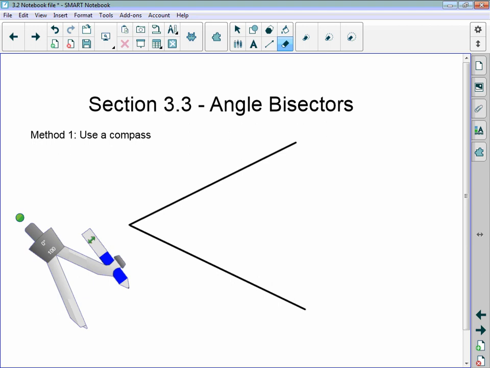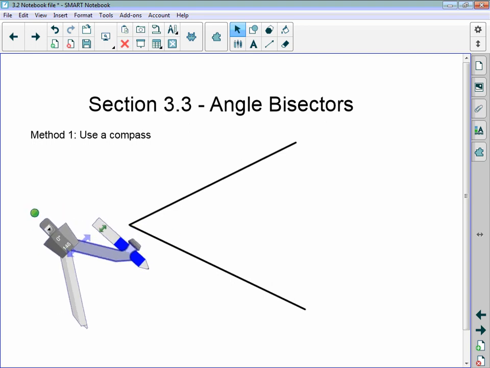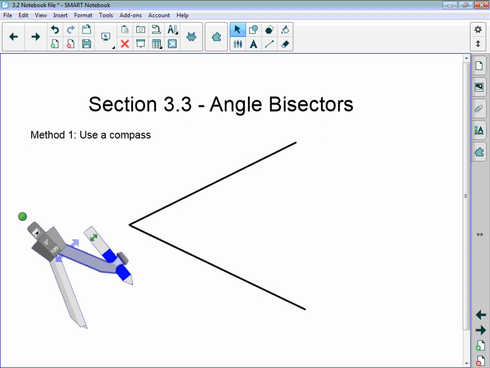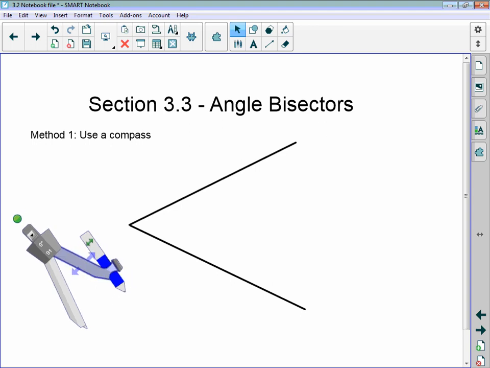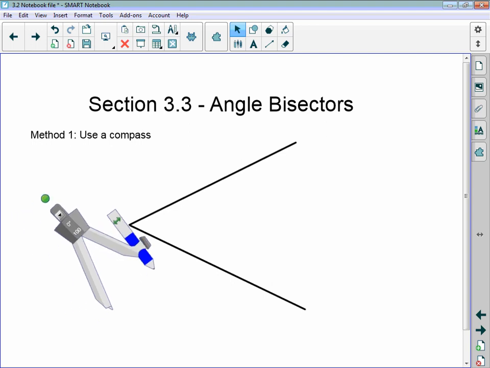Right now, we're going to talk about angle bisectors, and it's very similar, but instead of cutting a straight line in half, we're going to take an angle, and we are going to cut it in half. So this, again, will be fairly quick. I'm going to show you 2 ways that you can determine an angle bisector. So let me get my compass set. The first way is with a compass.